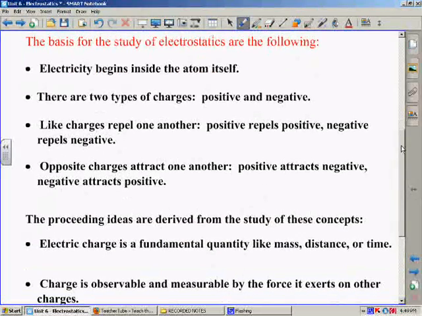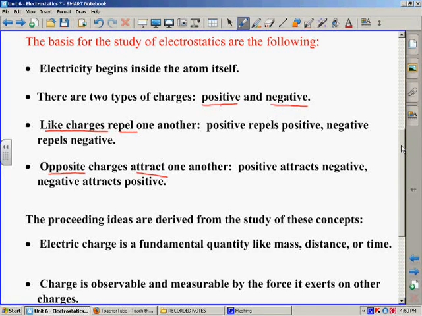The basis for the study of electrostatics, once again, begins in the atom. You've got those electrons moving around. They have a negative charge, and the protons are in the nucleus, and they're tightly bound there, and they have a positive charge. So protons positive, electrons negative. You should already be aware from chemistry that like charges repel and opposite charges attract.